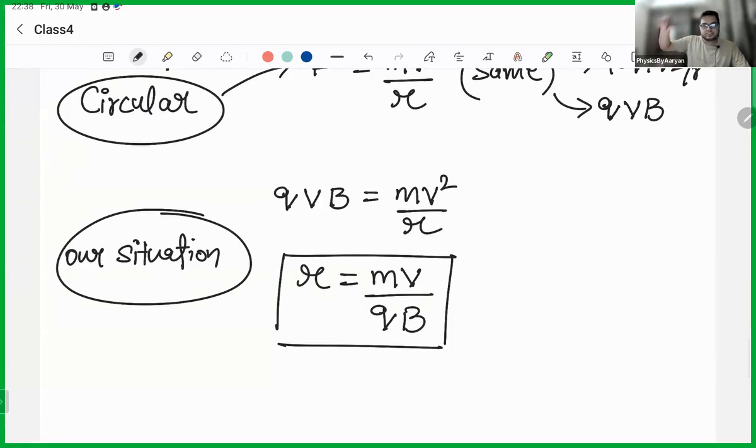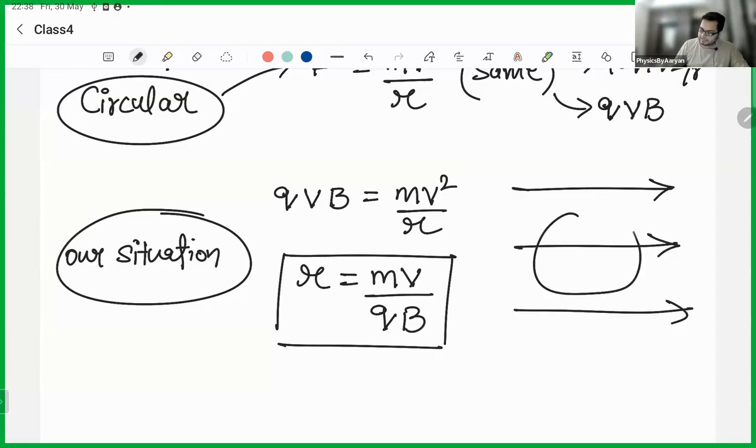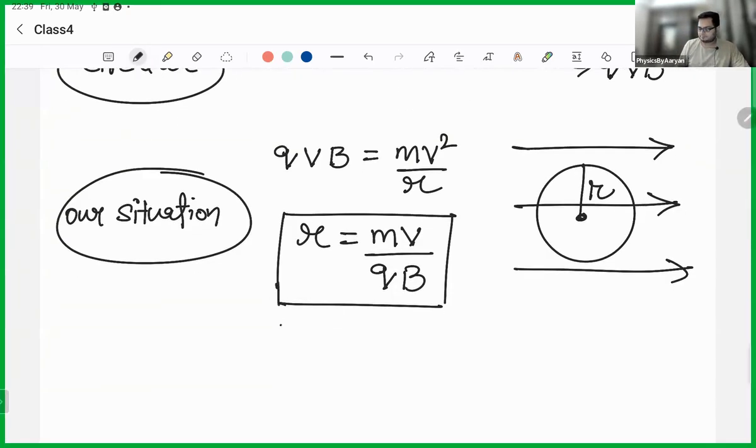It means the radius of the circle. I told you the particle will be in a circular motion, so there must be some radius, and the radius is given by mv by qB. Now you have to tell me, is this radius constant or changing? It is constant, because it depends upon speed, and speed is not changing.